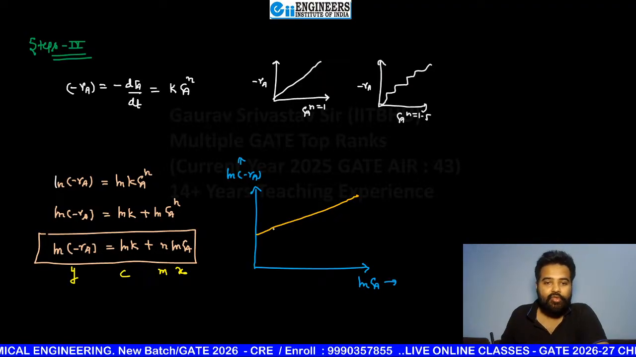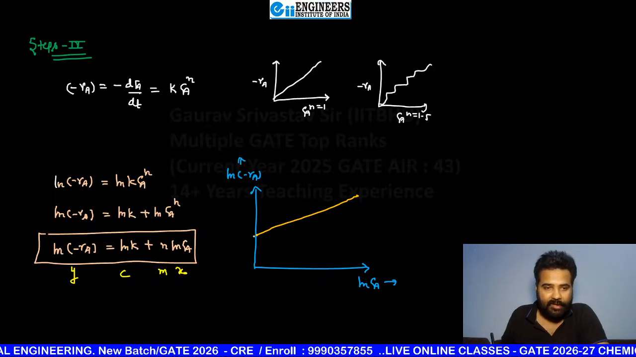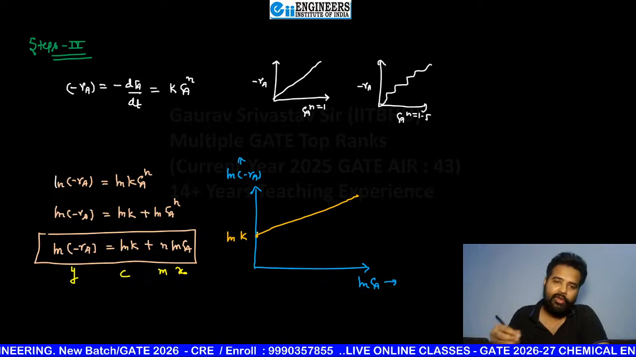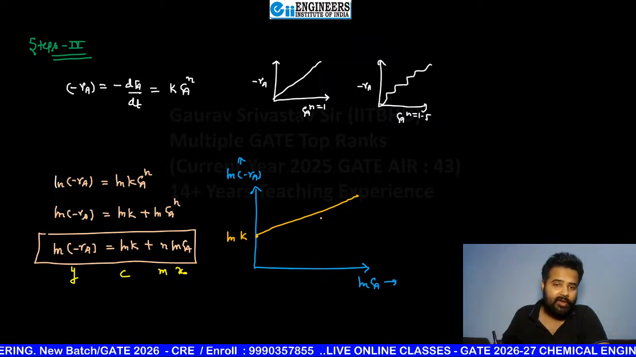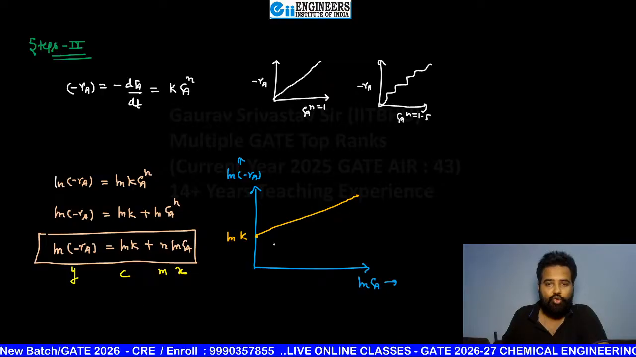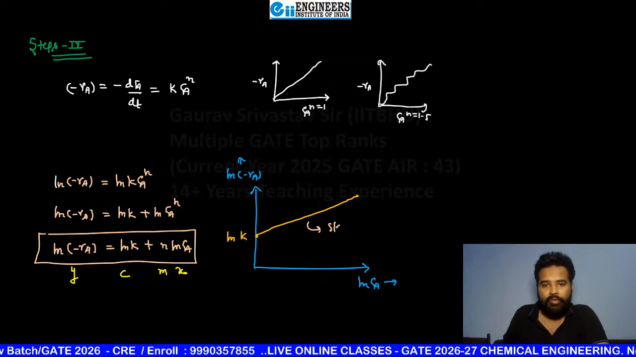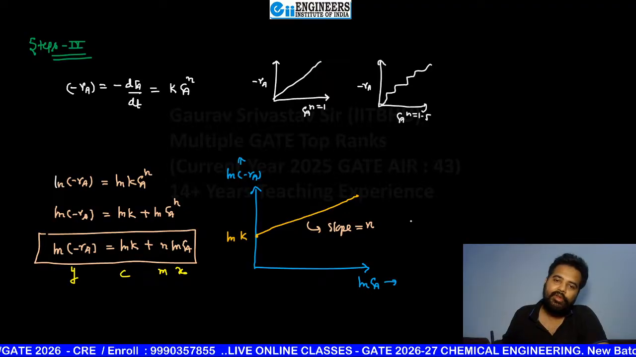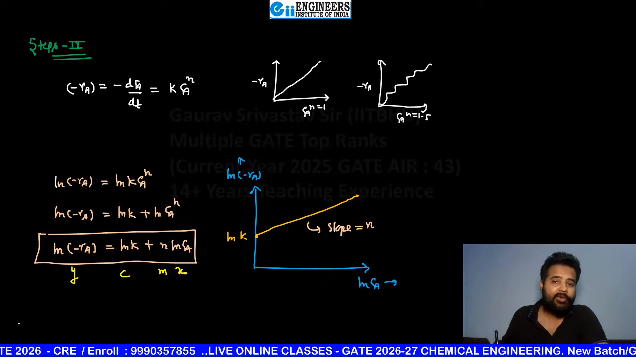If this is your graph, then clearly the intercept will give you ln of K, and by using ln of K you can write the K value. And the slope of this graph will give you the order of the reaction. So I hope everyone is crystal clear, beta.